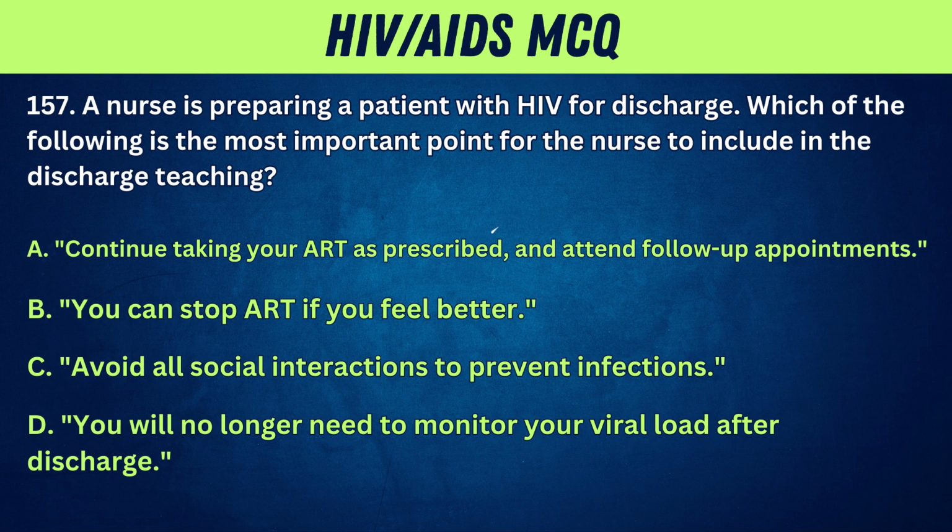157. A nurse is preparing a patient with HIV for discharge. Which of the following is the most important point for the nurse to include in the discharge teaching? A. Continue taking your ART as prescribed and attend follow-up appointments. B. You can stop ART if you feel better. C. Avoid all social interactions to prevent infections. D. You will no longer need to monitor your viral load after discharge.